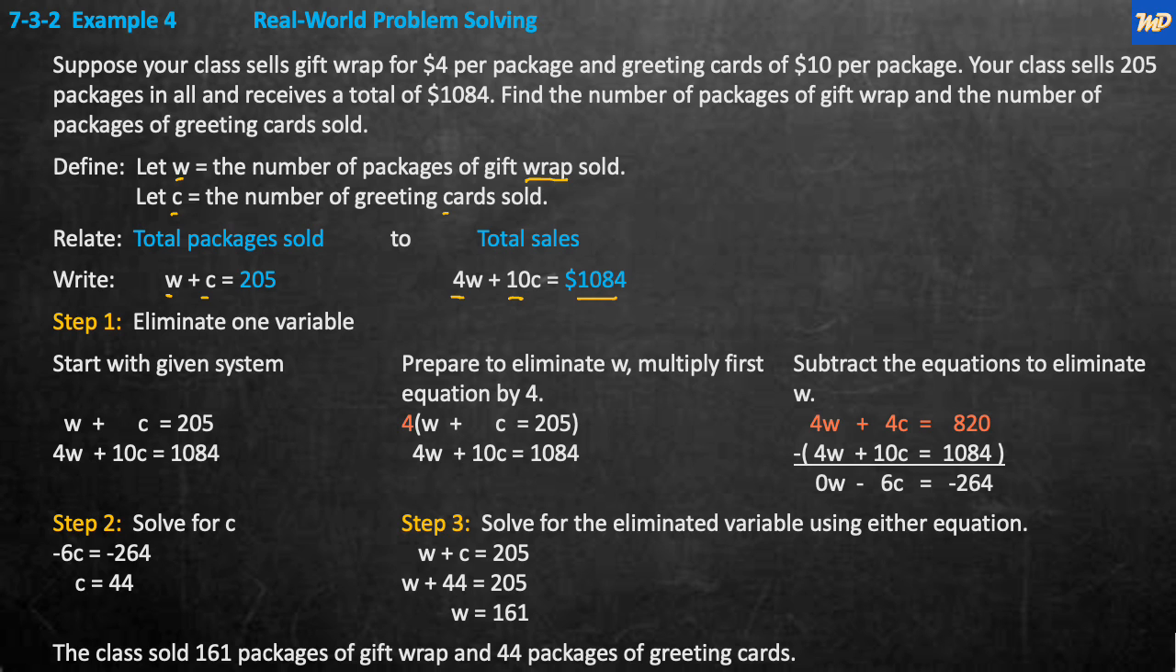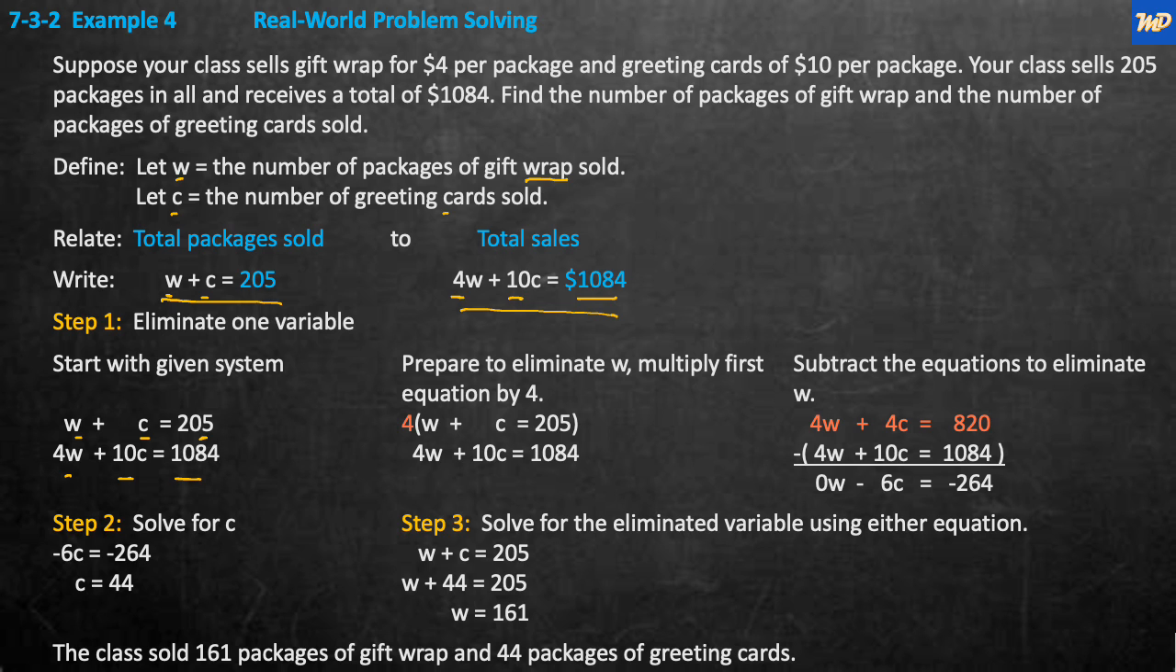So now we have our equations, we have all the facts. What are we going to do? Let's eliminate one of the variables. And to do that, we're going to start with the given system. What are the systems? Here they are. This is the first equation here, and here's the second equation here. So the given system is W plus C is equal to 205, and 4W plus 10C is equal to 1084. So now we have to eliminate one of the variables.